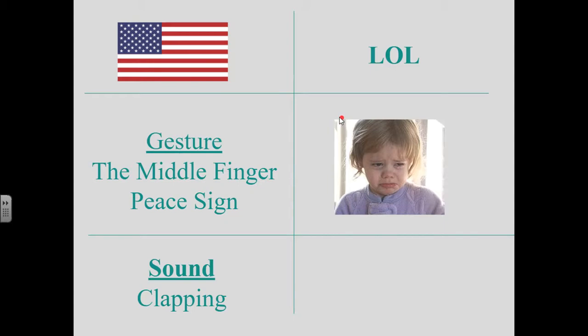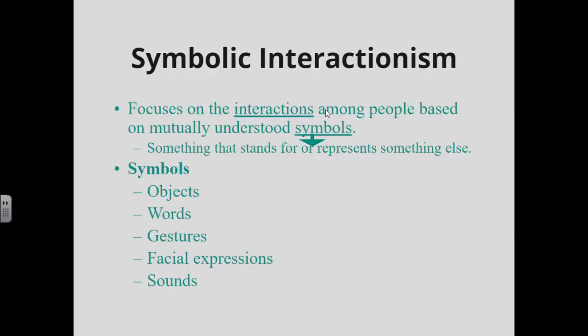All right. Now, this is what we're going for, the third perspective. We're going to talk about symbolic interactionism. Symbolic interactionism focuses on the interactions among people based on mutually understood symbols. And what is a symbol in our society? It's something that stands for or represents something else. The examples I give could be objects, words, gestures, facial expressions, sounds. And for the most part, we all attach very similar meanings to all of these.